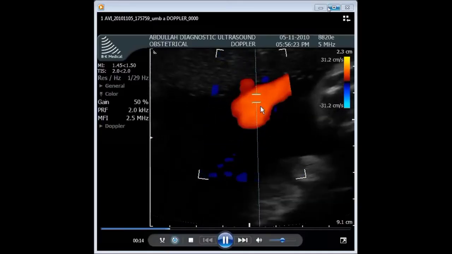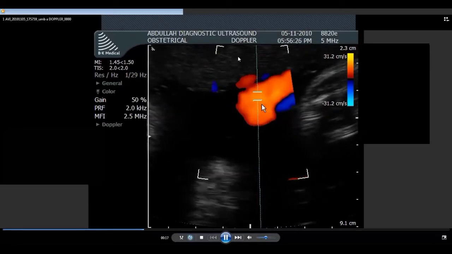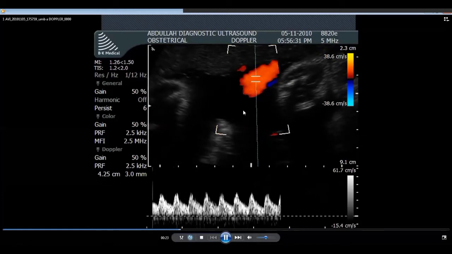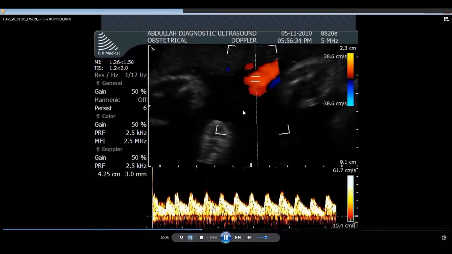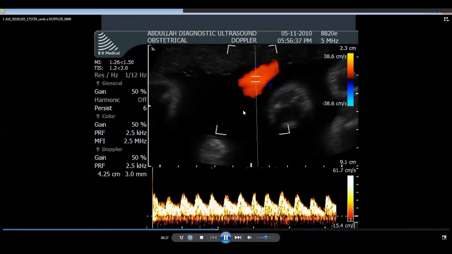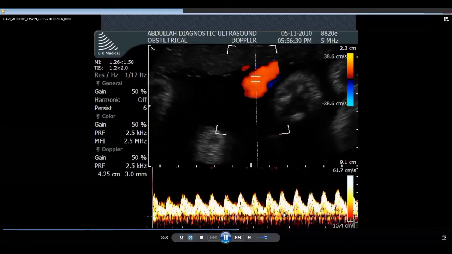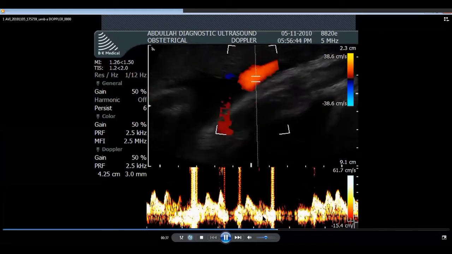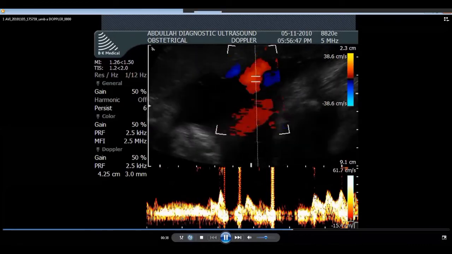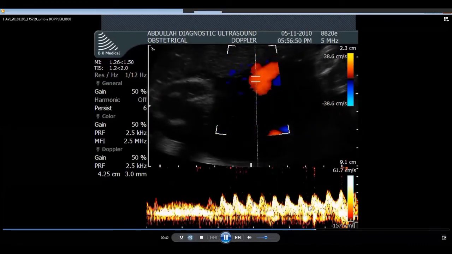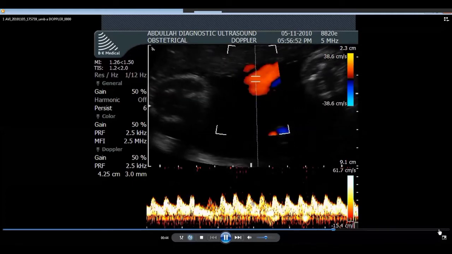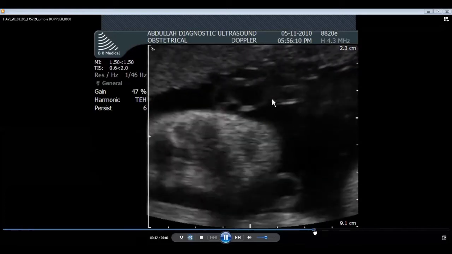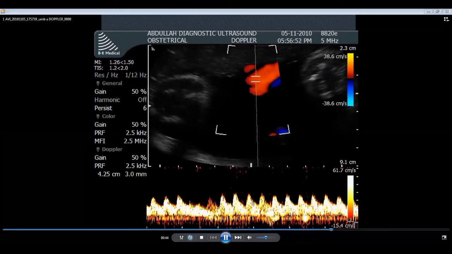We have a few recordings for you. This is how a normal umbilical artery forward diastolic flow is seen. There you see a forward diastolic flow. This is normal flow.